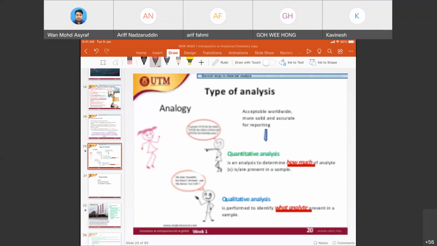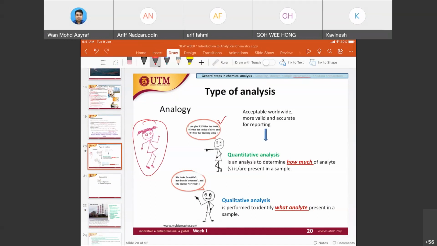Types of analysis. This is like an analogy lah. Okay. Cuba tengok yang first kali ni. I can give 9.5 out of 10 for her looks. This girl. 9 out of 10 for her choice of dress. 10 of 10 for her dressing sense.